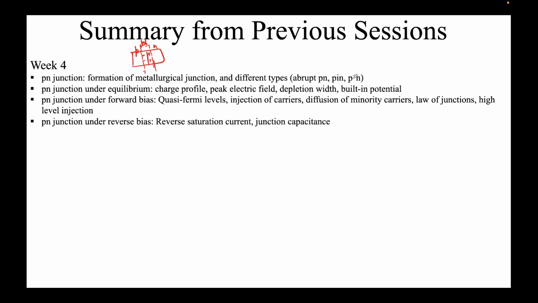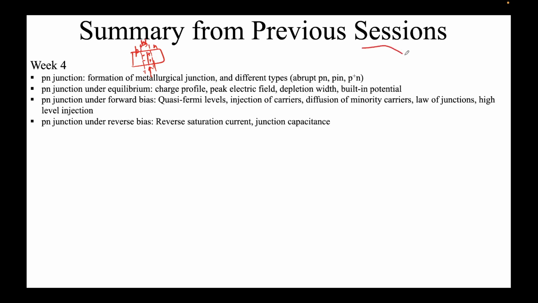P plus denotes essentially that the p side is heavily doped. We saw how the charge profile looks. Obviously, if there's charge separation, there will be an electric field. We saw the peak electric field at this point, which is also known as the metallurgical junction, and the depletion width that I talked about, where there are no mobile charge carriers. And if there is an electric field, there will be a potential, which we refer to as the built-in potential.